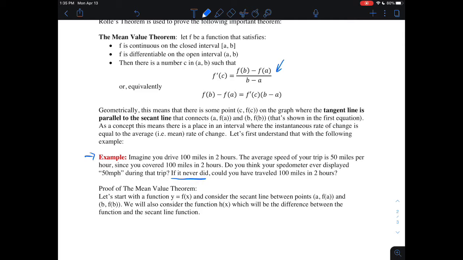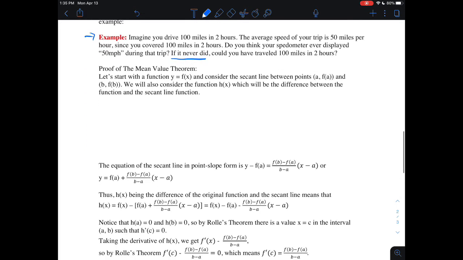It was always less than 50 miles per hour. Could you have actually traveled 100 miles in 2 hours? So the answer to this last question, of course, is no. If it didn't display 50 miles per hour, there's no way you could have traveled 100 miles in 2 hours. So this example is saying at some point your speedometer had to have been in the 40s and then crossed over 50 miles per hour and gone above. That's how we get this idea of average speed of 50 miles per hour.